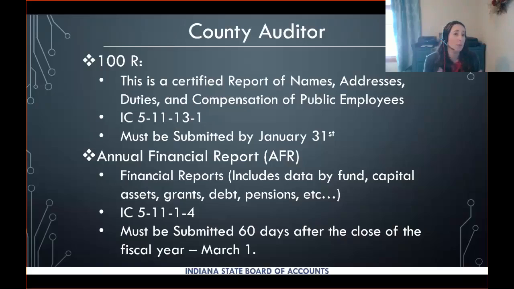The other very important piece that the auditor uploads into Gateway is the annual financial reports. From here on out, you're going to hear it called the AFR. That's just what we call it. It's simple and sweet. So the AFR, this is basically your financial reports. It includes data by funds, again, capital assets, grants, debts, pensions, just all the information that we're going to require to do your financial statements.